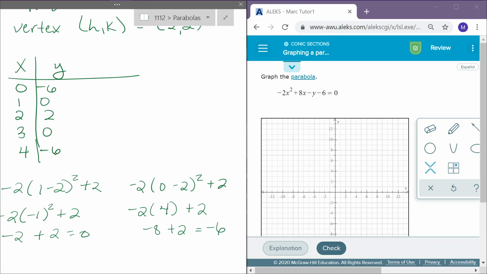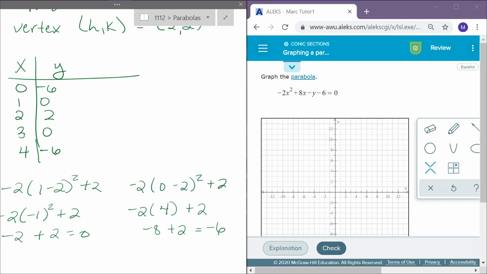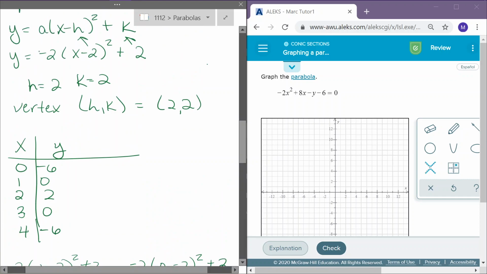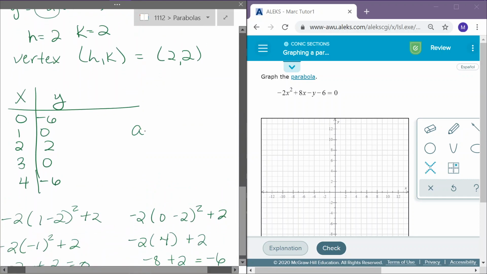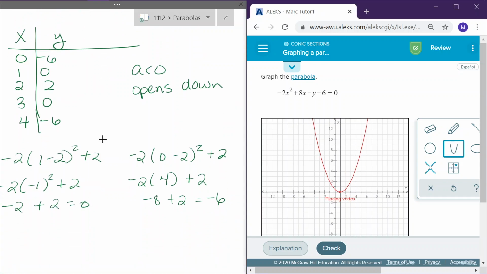So let's look at graphing this. If you're graphing this on paper, you will need all of these points. But to graph on Alex, you only need the direction it opens, the vertex, and 1 point. Here we can see that our a is negative. So this is going to open downward. So let's graph this. Our vertex was the point 2, 2. It opens down, and we're going to place another point. So I'm going to place a point at 1, 0. And there's the graph of our parabola.